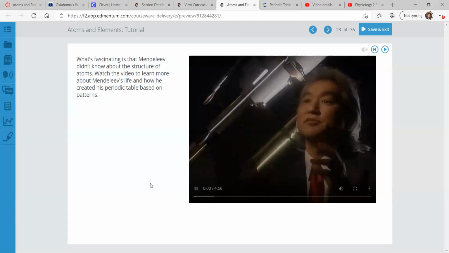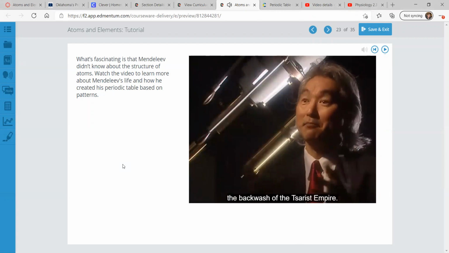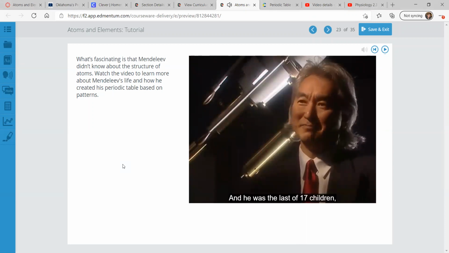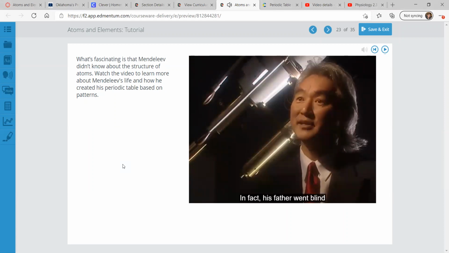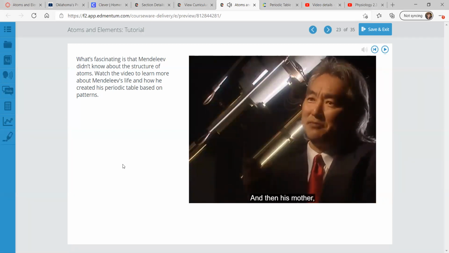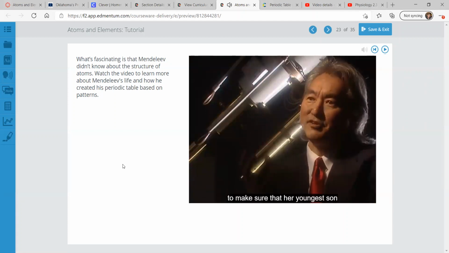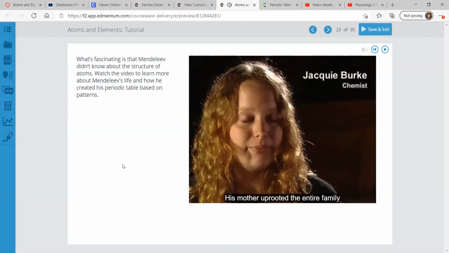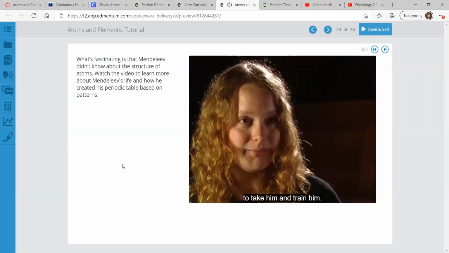Cool. Dmitri Mendeleev had a very strange history. You see, he came from Siberia, the backwash of the Tsarist Empire, and he was the last of 17 children. And as a consequence, his family lived in total poverty. In fact, his father went blind and eventually died, leaving his family in tremendous poverty. And then his mother, in one of the great stories of self-sacrifice, basically gave up her life to make sure that her youngest son had an education. His mother uprooted the entire family and took him to St. Petersburg, where she tried to persuade local universities to take him and train him.